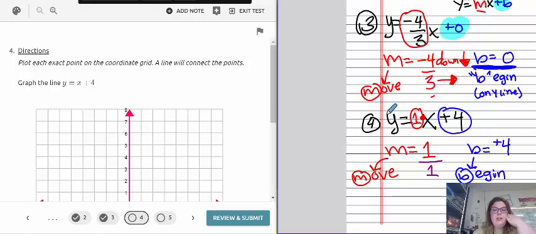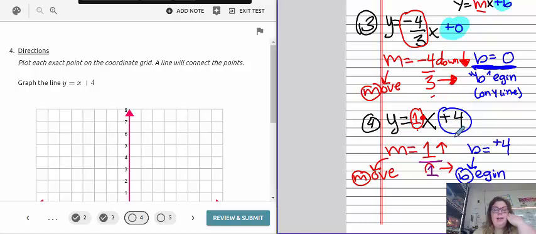So the rate of change in number 4 is 1, which I can rewrite or rename as 1 over 1. This is a positive 1, so the numerator is going to tell me to go up. And then the denominator 1 tells me that I have to go to the right 1 time. Let's recap.